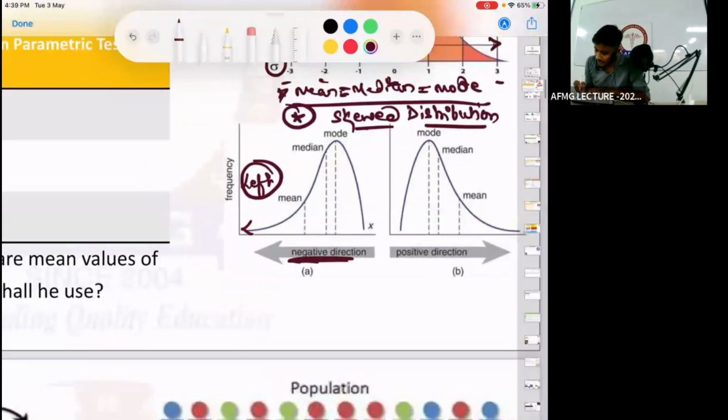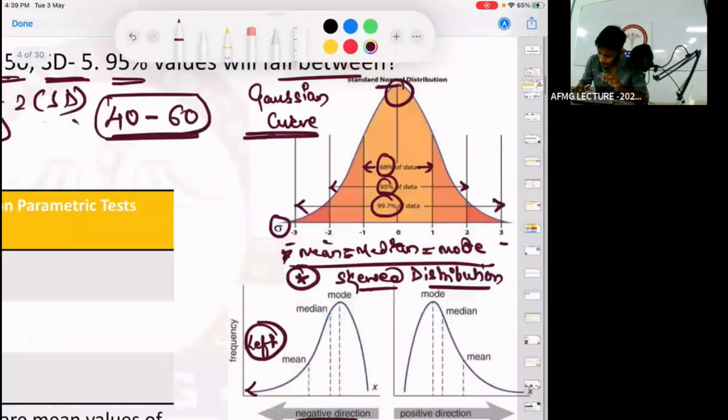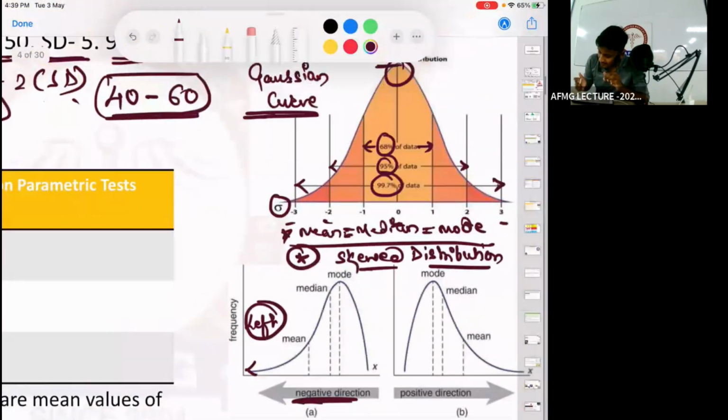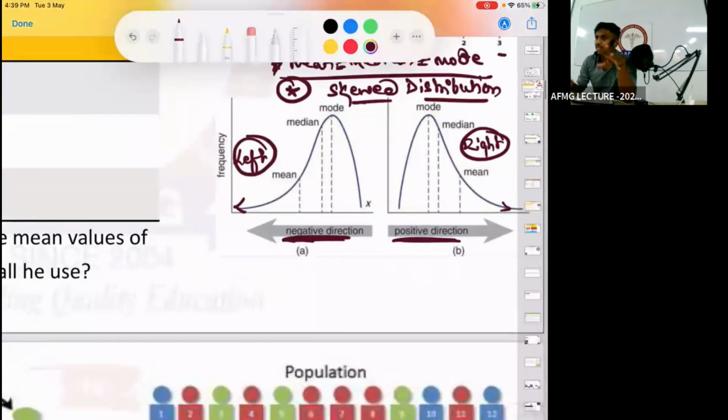Here the tail is going towards the right side. That means the right skewed distribution. And right skewed distribution is also called a positively skewed distribution. No issues with this. So quickly say: negatively skewed is, positively skewed is, left side is, right side is. Important, and that is determined by the tail of the graph.